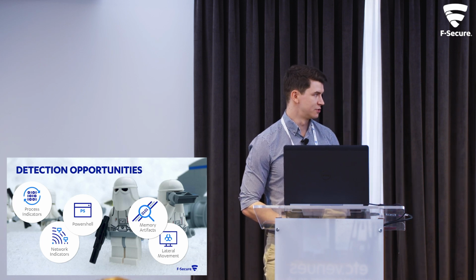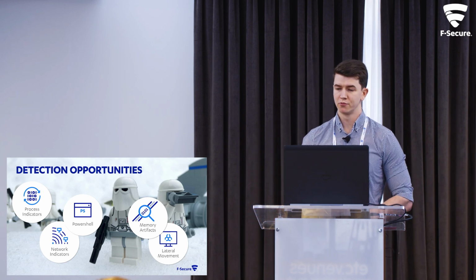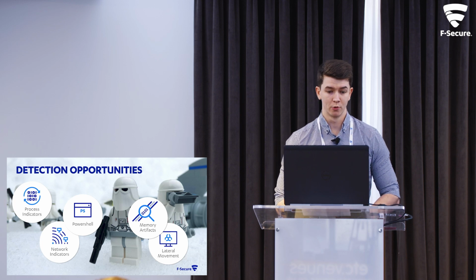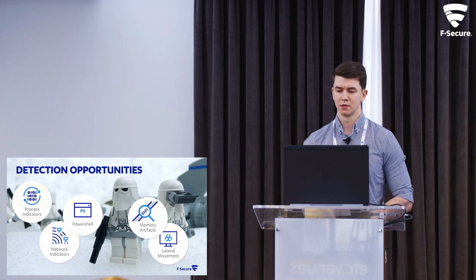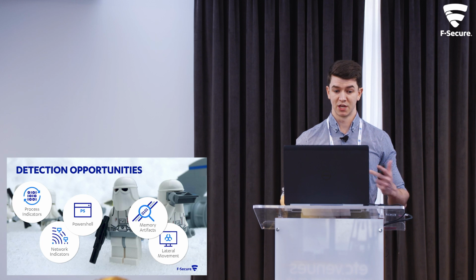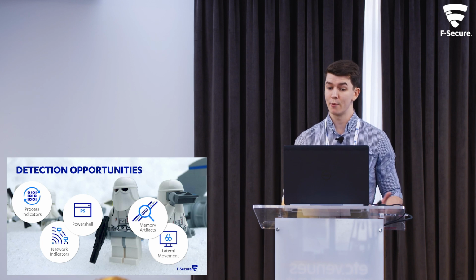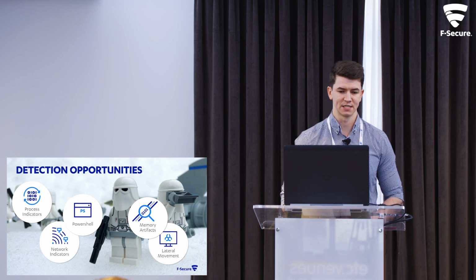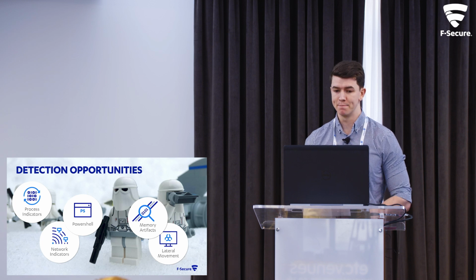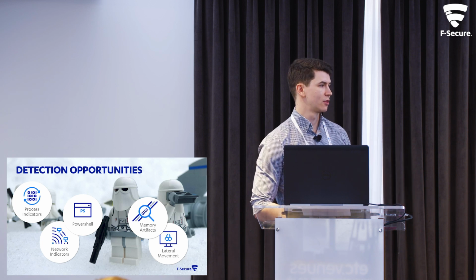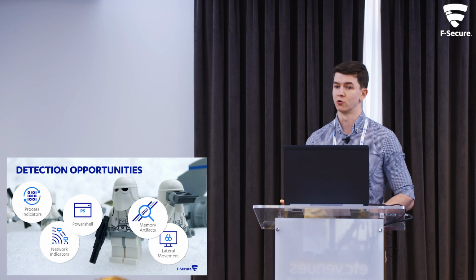So, detection opportunities. I'll be talking a little bit about process indicators, how Cobalt Strike leverages PowerShell, how Cobalt Strike exists from a network perspective and how we can use network indicators to detect its presence, what Cobalt Strike looks like in memory, and then also how threat actors can use Cobalt Strike to laterally move across your estate.